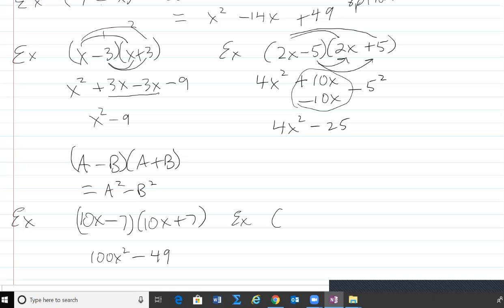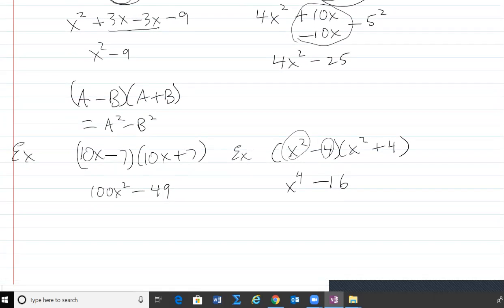Okay, how about x squared minus 4 and an x squared plus 4? Well, same thing. You're going to square this, which makes it x to the 4th. And you're going to square that, which makes it 16. And you're going to put a minus between it. That's it. That's all you have to do.